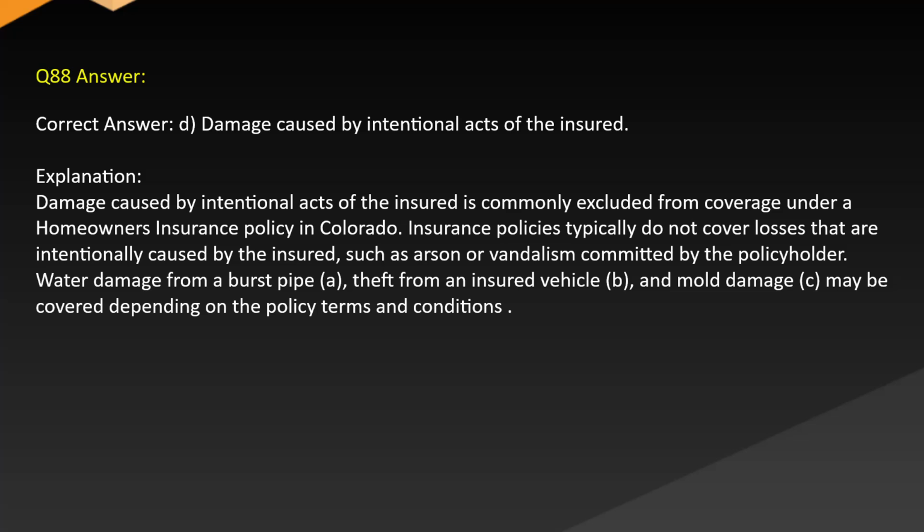Explanation: Damage caused by intentional acts of the insured is commonly excluded from coverage under a homeowner's insurance policy in Colorado. Insurance policies typically do not cover losses that are intentionally caused by the insured, such as arson or vandalism committed by the policyholder. Water damage from a burst pipe, A, theft from an insured vehicle, B, and mold damage, C, may be covered depending on the policy terms and conditions.